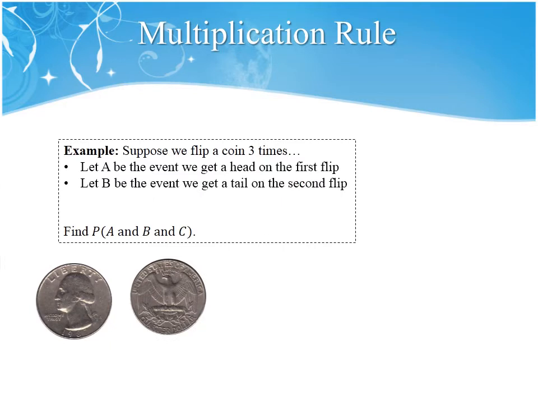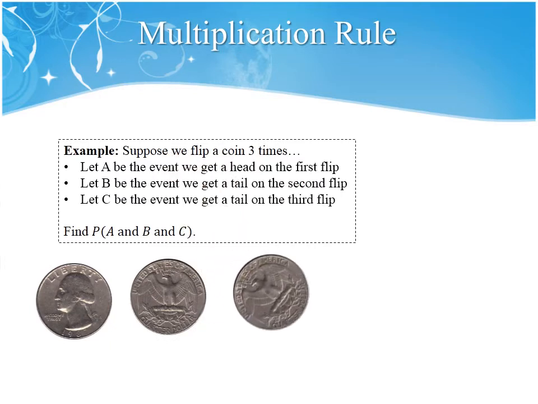For example, suppose we flip a coin 3 times. We'll let A be the event we get a head on the first flip, we'll let B be the event we get a tail on the second flip, and we'll let C be the event that we get a tail on the third flip. Find the probability that A happens, and then B happens, and then C happens.